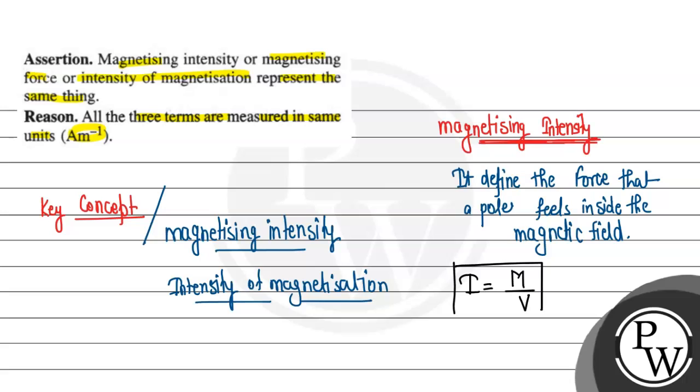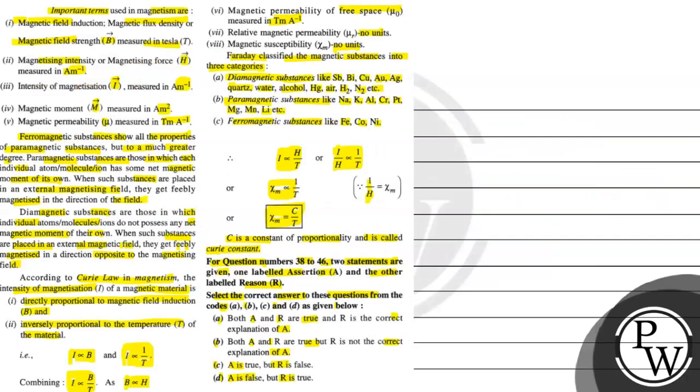So they both are different terms. They just define different things. So they are not the same. And now their units are actually the same. The unit for both of them is ampere per meter. So our assertion is actually false, but our reason is true. So if we go for the code for this question, code D will be the correct answer. Assertion is false and reason is true. So this is the answer for this question.